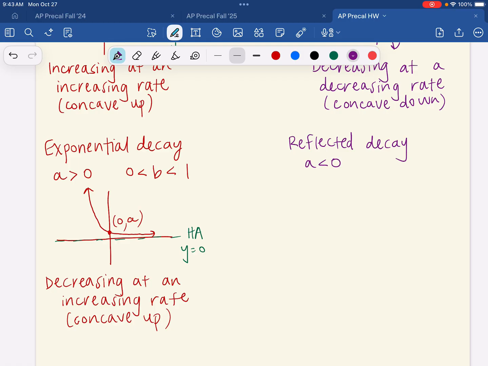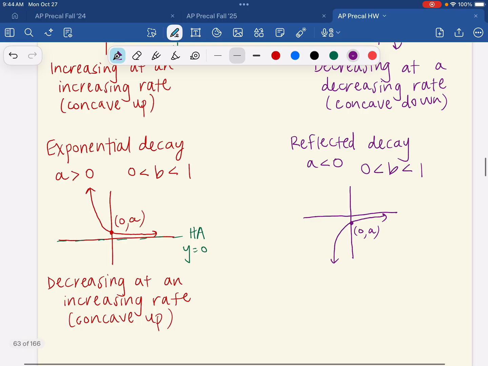So you'll know it's reflected because the y-intercept will be negative, or you'll see a negative outside of that base. Then the base itself will be between 0 and 1. I'm going to take the graph I just drew and reflect it over the x-axis. So still the same, the a value will be the y-intercept, but it will be a negative. And this function is increasing.